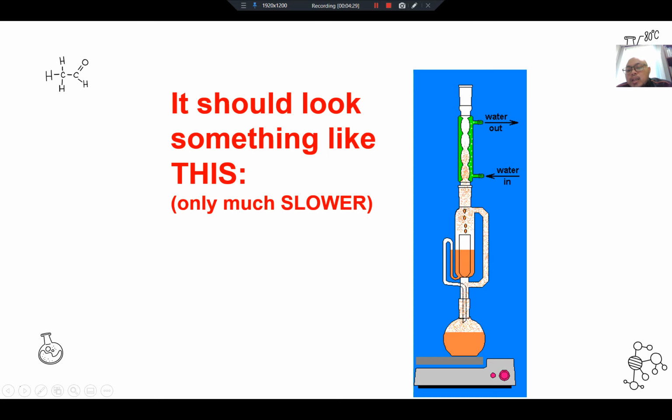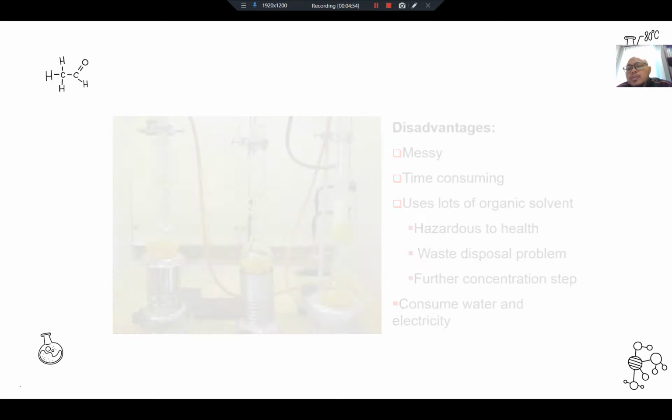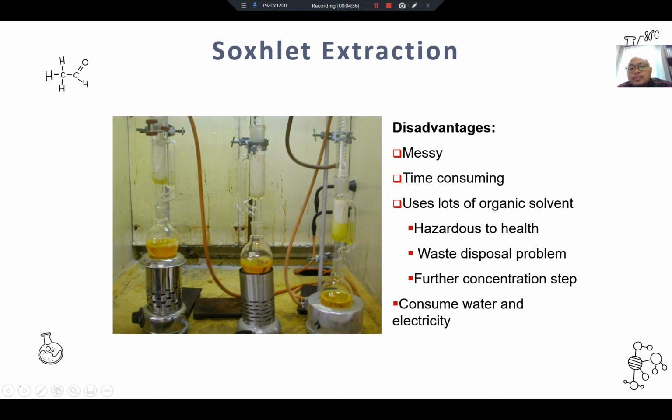Okay, so this one looks fast, but it is much slower, so it can take hours. Usually we take more than hours, at least half a day, or it can take days, for the extraction. That's why this is one of the not really popular methods, because it uses a lot of electricity and also water. So it will also take a lot of time.